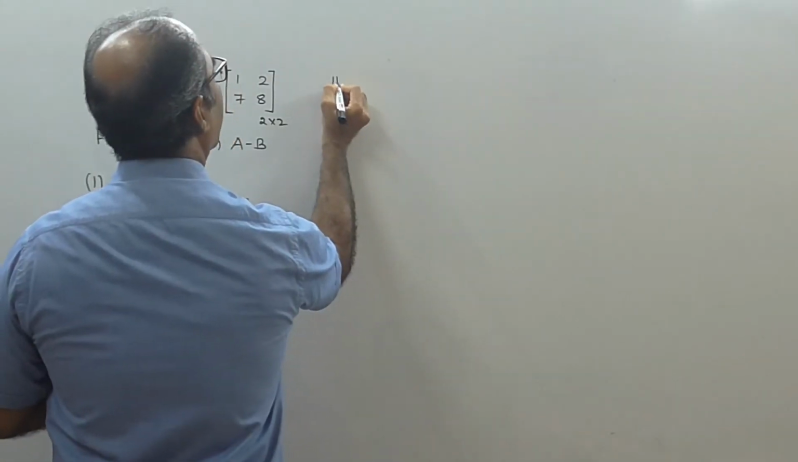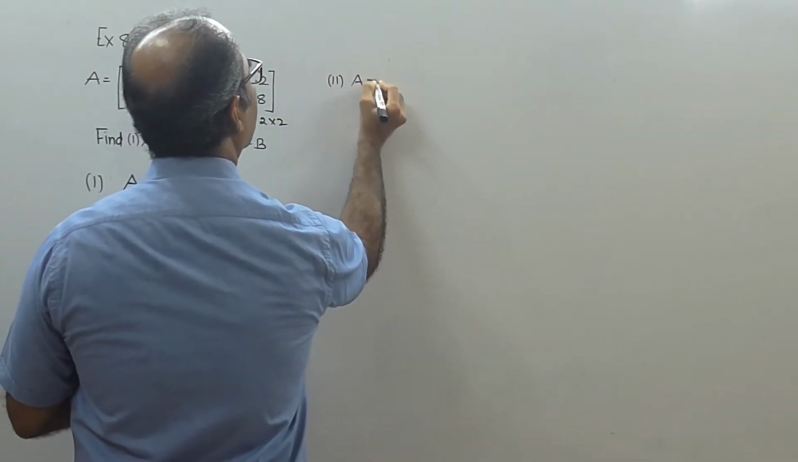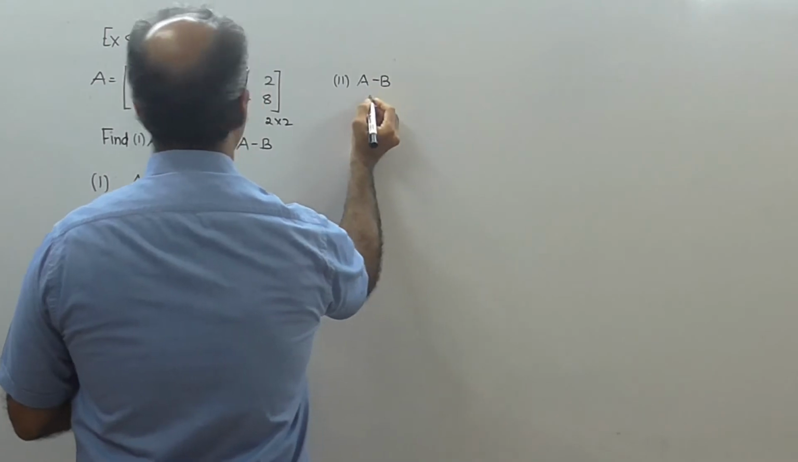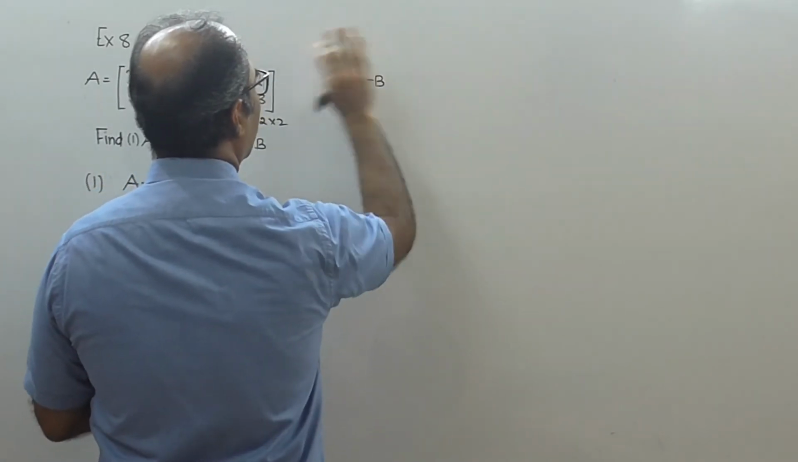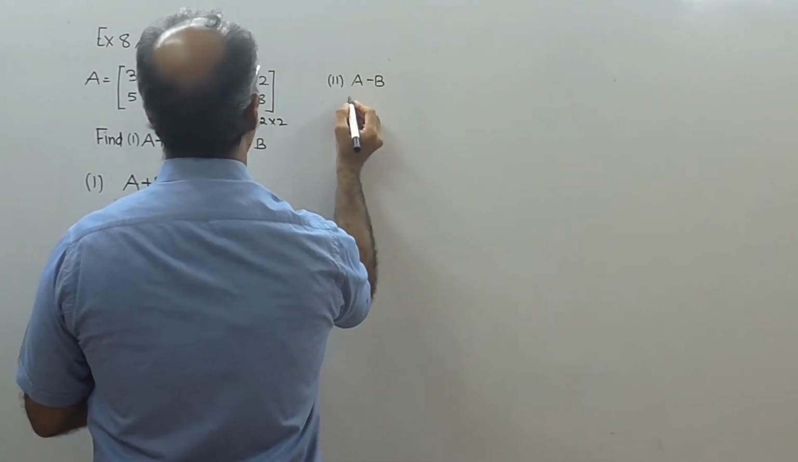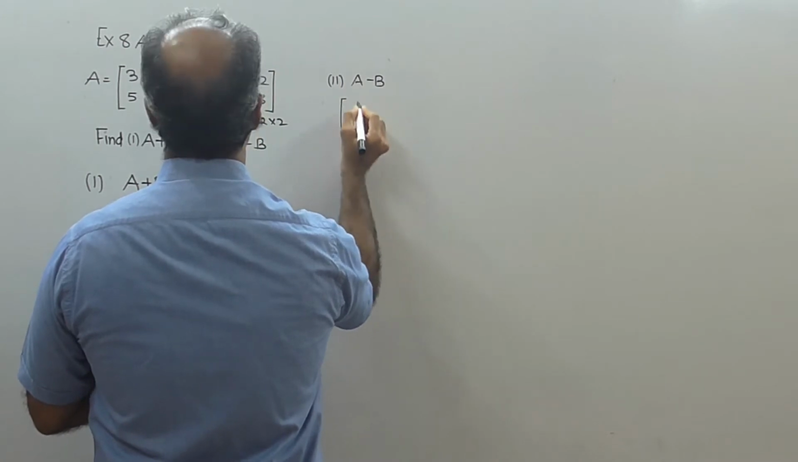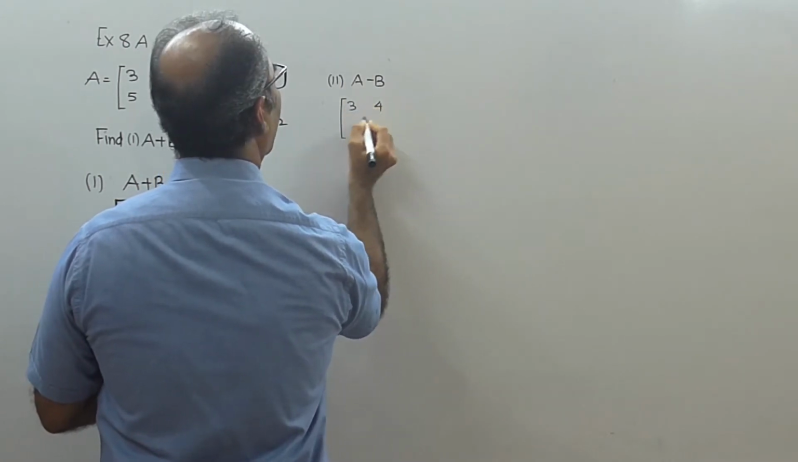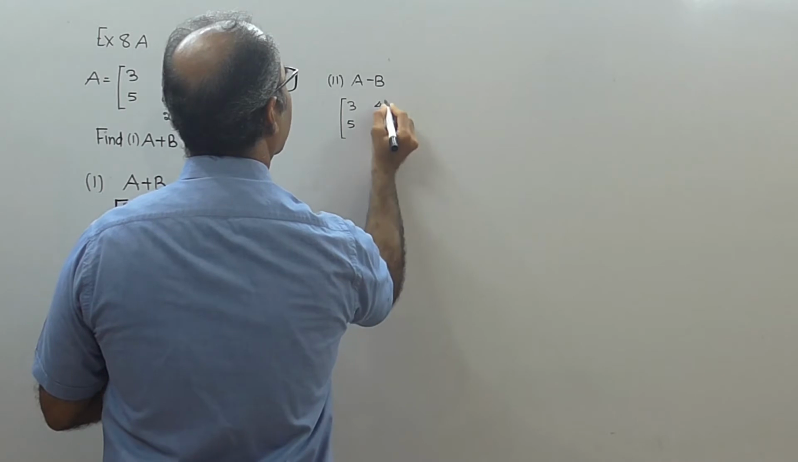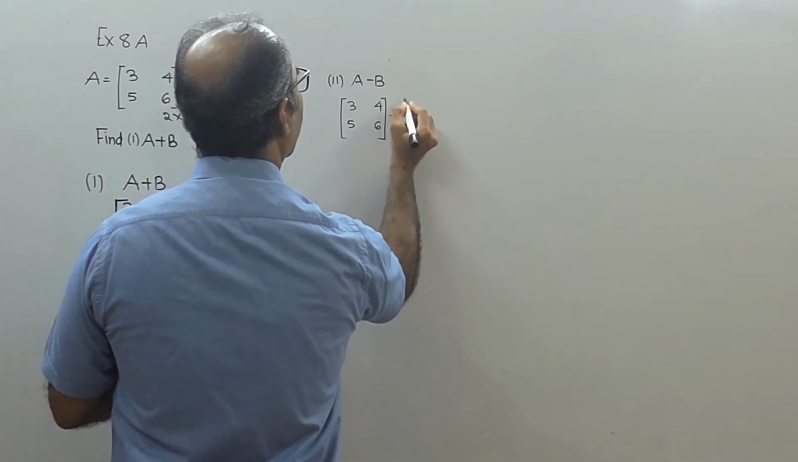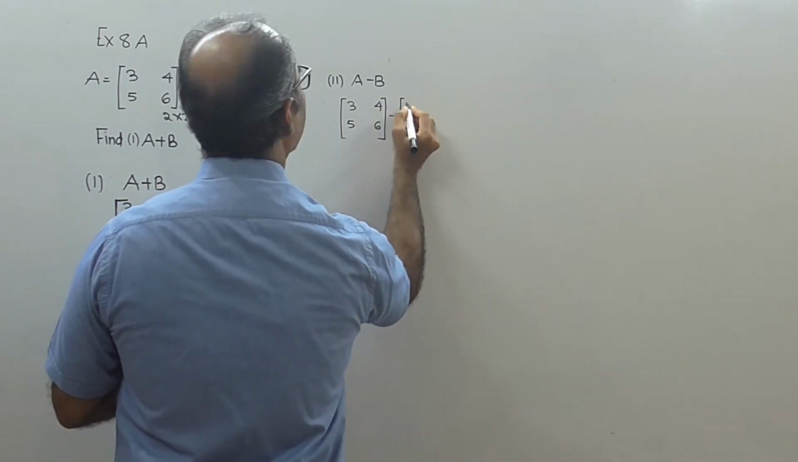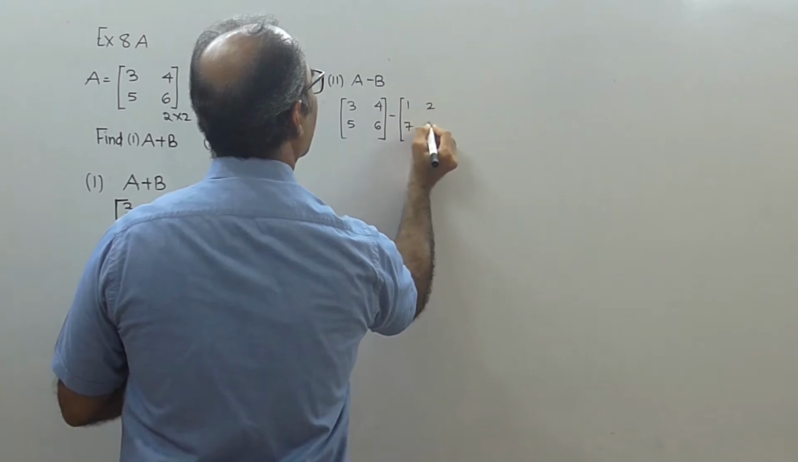Let's go for the second part. Second part is A minus B. This is [3, 4; 5, 6] minus B, which is [1, 2; 7, 8].